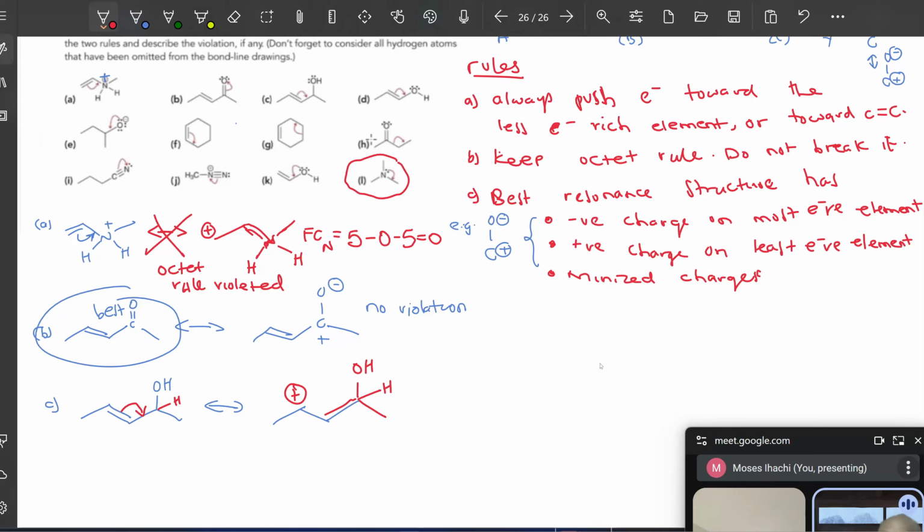Tell me if it's okay or there's a violation. There's a violation, right? There are too many. It violates the octet rule on this carbon, the central carbon. The octet rule is violated again because there are too many electrons here. So this will not happen. I'm glad you're getting it. Or D.